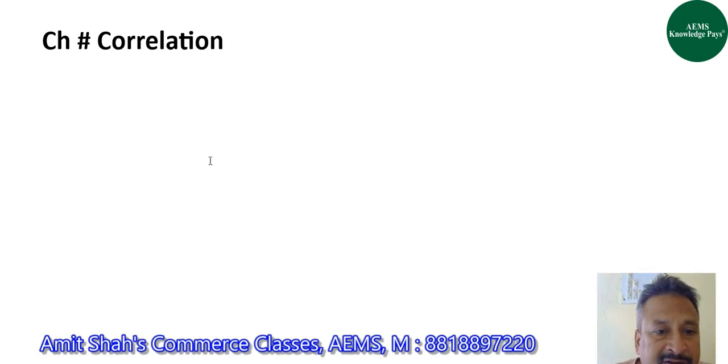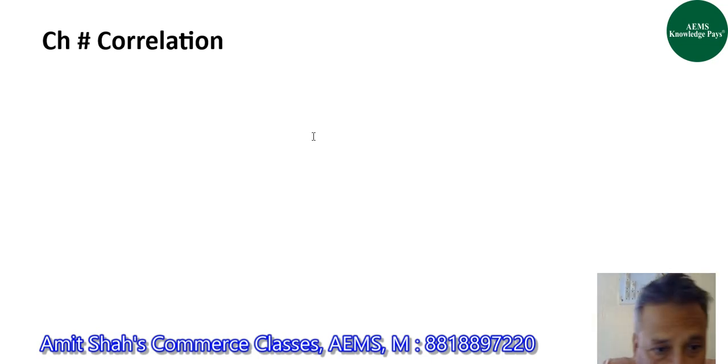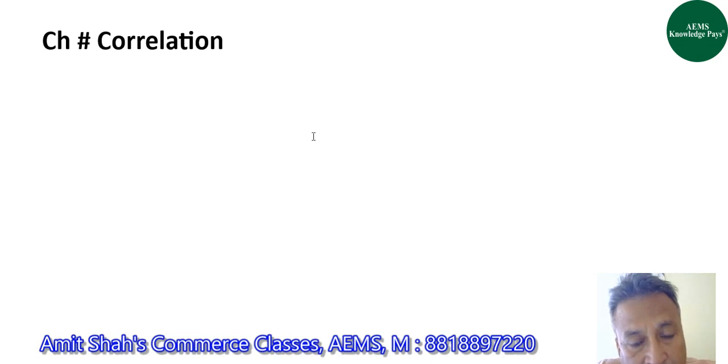We are starting with a new chapter in statistics, that is correlation. Now, guys, when we want to know whether two different variables have some relationship or not, and if the relationship exists, then how strong that relationship is. And why do we want to know the relationship? To understand cause and effect relationship. If the relationship exists, then one of the variables is cause and the other one is effect.